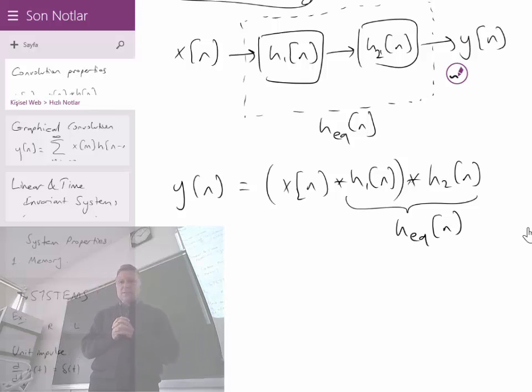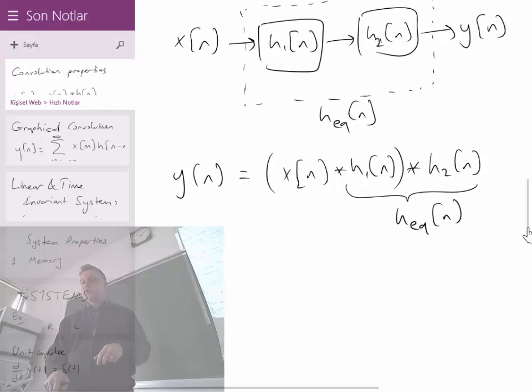Multiplication is a very dangerous trap in system representations. And many students, when solving problems, immediately fall into the trap of just first multiplying with something, but the result would be completely different, of course. Convolution is the operator to produce the output. Okay, so the equivalent system is h1 convolution with h2.